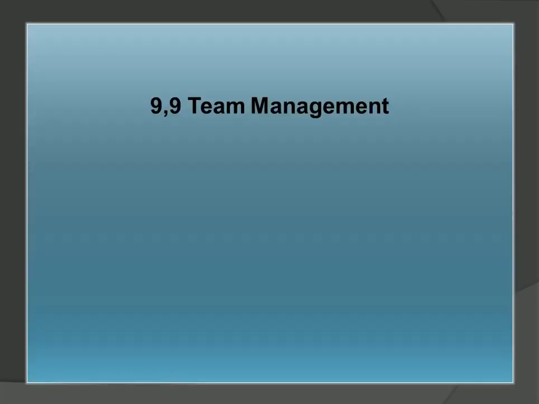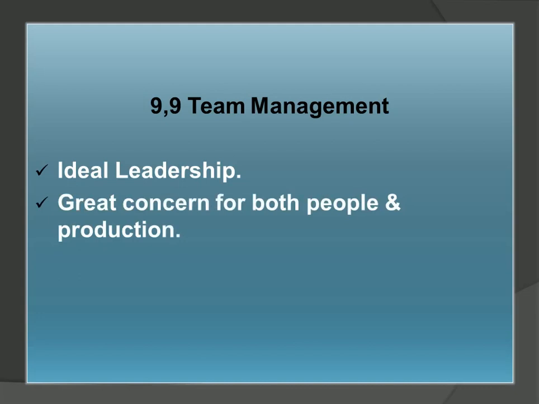Next is 9 on 9, that is team management. This style of leadership is considered to be the ideal leadership style, and here the managers have a great concern for both the people and the production. The managers work to motivate the employees to reach their highest level of accomplishment. They are very flexible and very responsive to change, and they understand the need for change. This is considered one of the best and most effective leadership styles, because the leader is highly concerned for both the people and production.